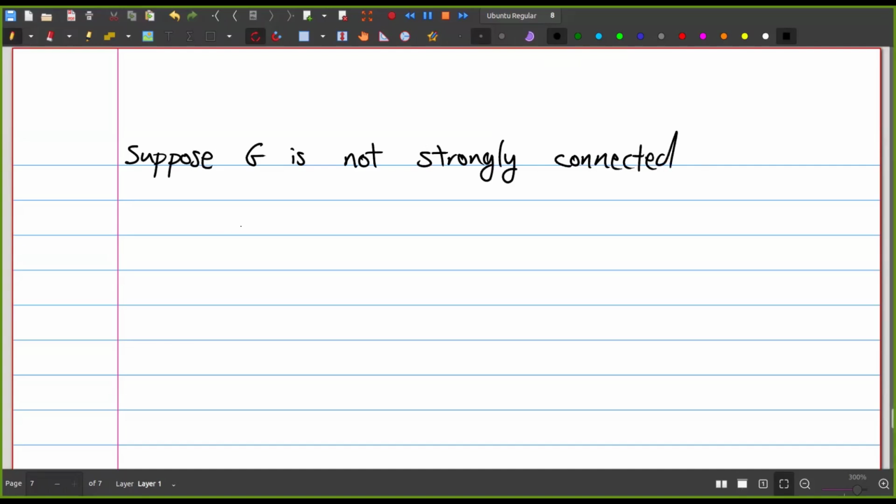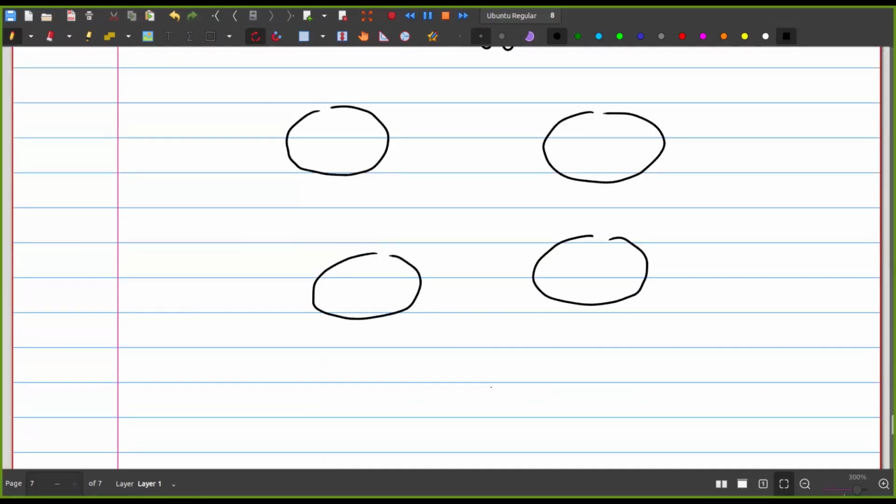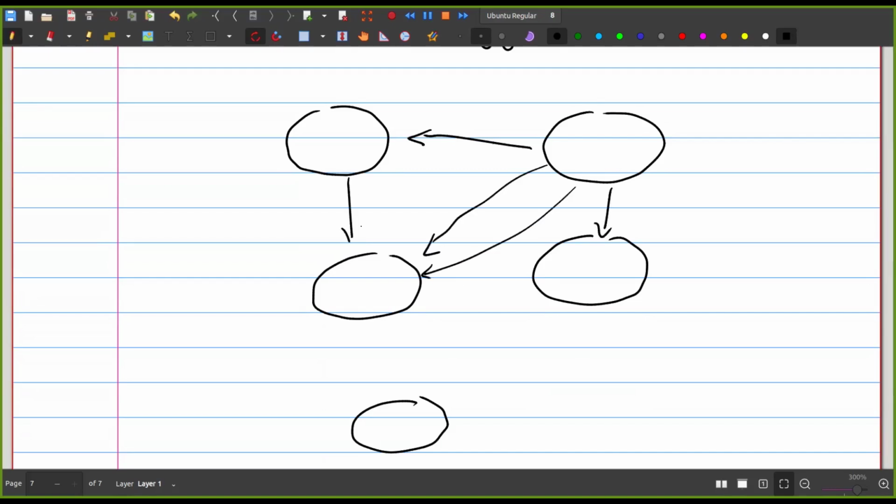Well, in this case, I can look at all the strongly connected components of G. So let's say I have a bunch of strongly connected components, and some of these are going to have edges to some of the other strongly connected components. So let's say there are edges from here to here, maybe several. Let's say I have this kind of edge, this kind of edge, this, okay?